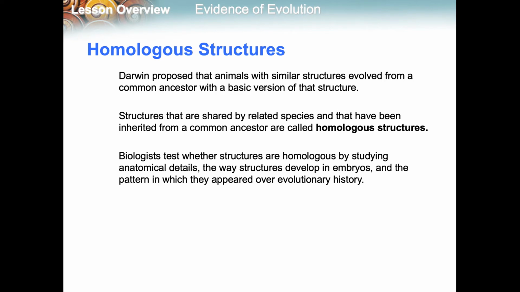So homologous structures. With them, Darwin proposed that animals with similar structures evolved from a common ancestor with a very basic form of that structure. All of these structures shared by related species, inherited from the common structure, are called homologous structures. Once again, homo means same, so these structures are the same. Biologists test whether structures are homologous by studying anatomical details, so how they develop in embryos, and how they've appeared throughout evolutionary history.